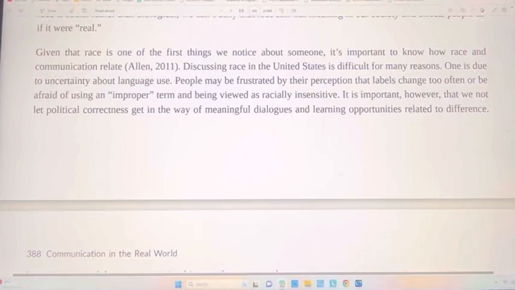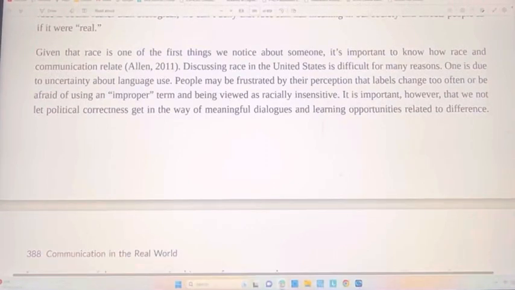Given that race is one of the first things we notice about someone, it's important to know how race and communication relate. Discussing race in the United States is difficult for many reasons. One is due to uncertainty about language use. People may be frustrated by their perception that labels change too often or be afraid of using an improper term and being viewed as racially insensitive.